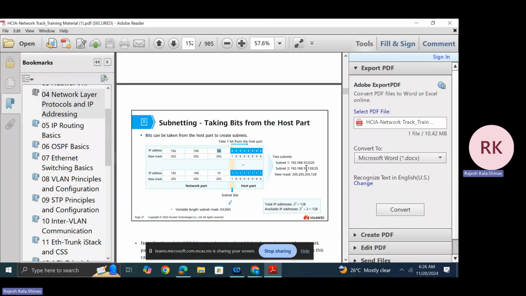Now what is the next network? We have the magic number. The last bit in the network part has the corresponding value 128. That's why the next network will be 128, and we have two networks here. The new subnet mask is 255.255.255.128. The first network will have IP addresses 192.168.10.1 up to 192.168.10.126, because 127 is the broadcast. The second network will be 192.168.10.128, the first IP is 129, and the last will be 254.